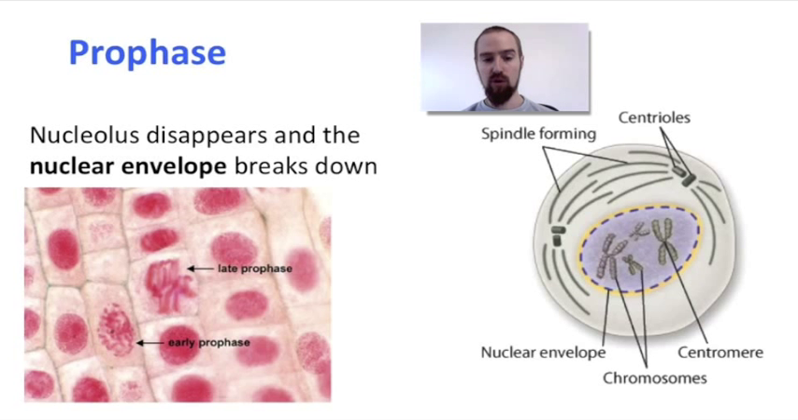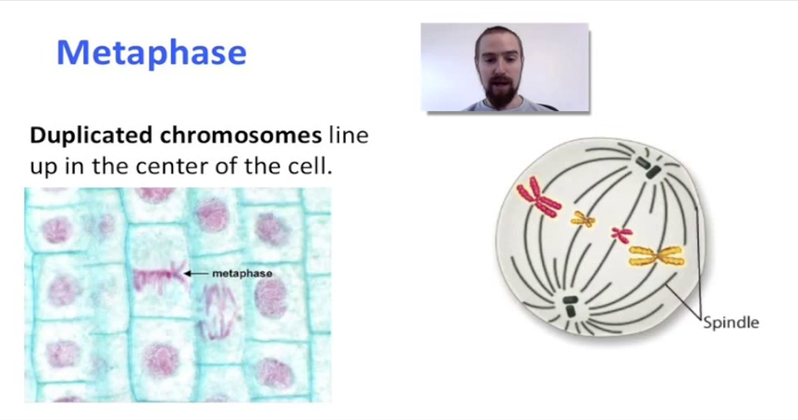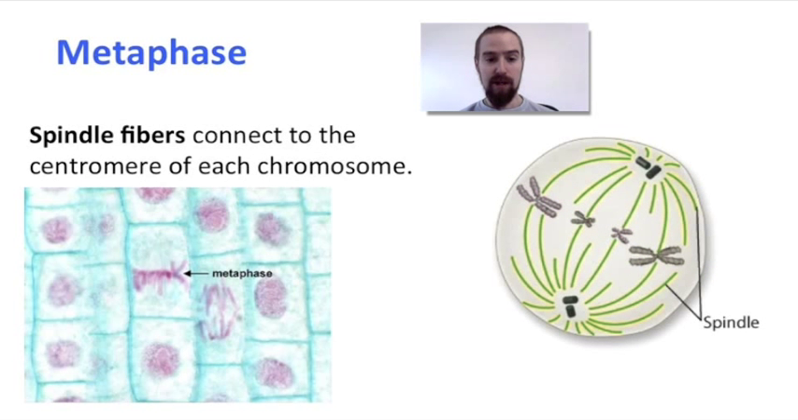Chromosomes begin to move toward the center of the cell. The next phase of mitosis is called metaphase, and metaphase marks the point in the process in which homologous chromosomes line up in the center of the cell, which we can see here in this diagram, as well as in this microscope photo here. The spindle fibers that began to form during prophase, and whose formation was regulated by the centrioles we talked about earlier, connect to each chromosome at the centromere.